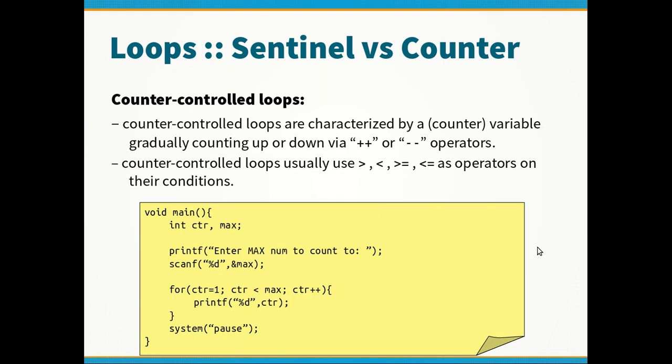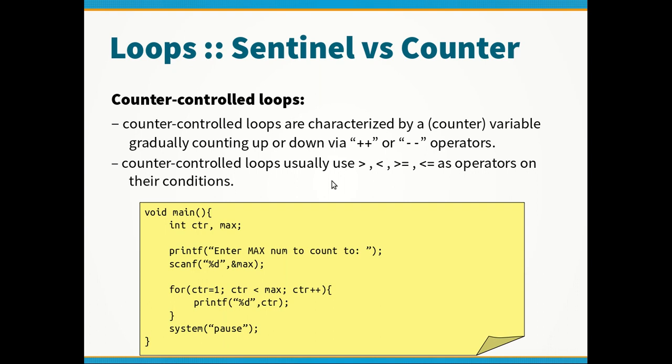Now, counter-controlled loops are also characterized by a counter variable gradually counting up or down, usually using the plus or the minus operators. That simply means whatever the previous value plus 1, and this one is the opposite, whatever the previous value minus 1. So counter-controlled loops are usually used with the following relational operators: greater than, lesser than, greater than or equal to, and lesser than or equal to for their conditions.